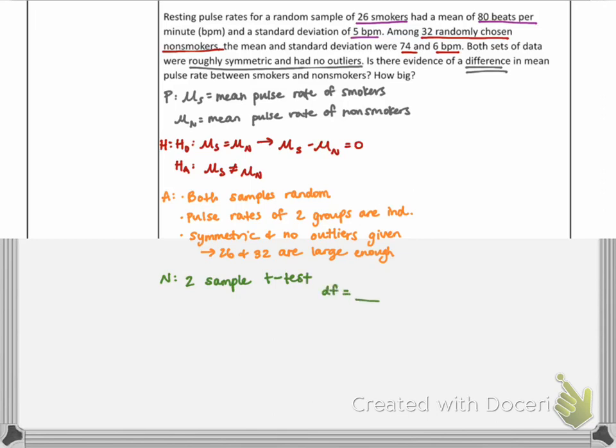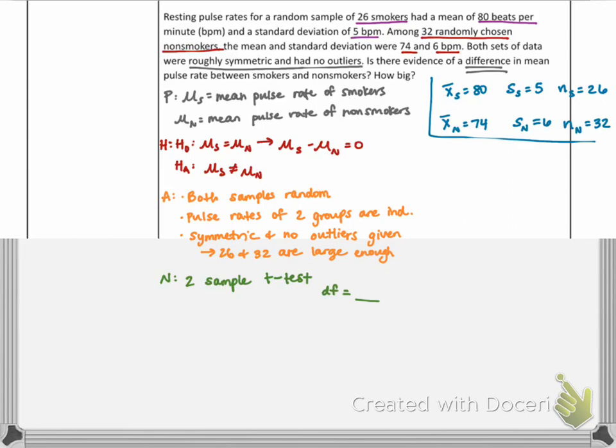Now, we do not yet know what the degrees of freedom is, so I will come back and enter that in just a minute. What I do want to do right now, though, is organize all the information that we have, the x bars, the standard deviations, and the n's, into one little table. I'm just going to take every number that was given to me in the problem and organize that into one space. So here, my mean of the smokers was 80, the standard deviation of the smokers was 5, with a sample size of 26. My mean of my non-smokers was 74, with a standard deviation of 6 and a sample size of 32. Kind of organize all that information together.